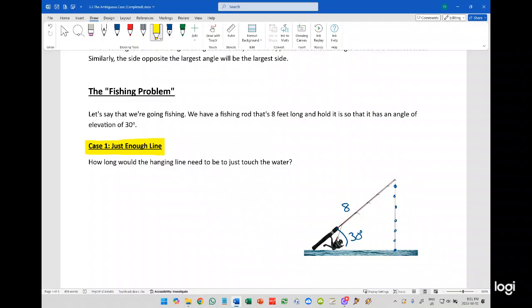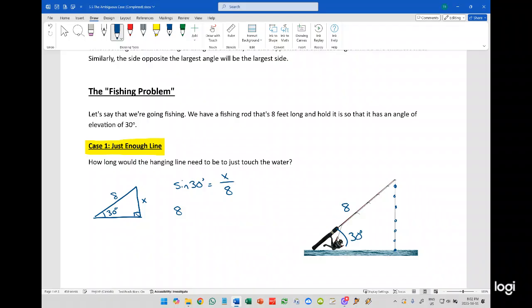Okay, so how much line would that take? Well, that's actually not a hard question to solve. We have a right-angled triangle there. We know that this is 30 degrees. We know it's a right angle. We know that's 8. And we want to find out this x over here, which is how much line we need. So what I'm going to do is recognize that the x is opposite, the 8 is hypotenuse, and SOHCAHTOA says we use sine of 30 equals opposite over hypotenuse.